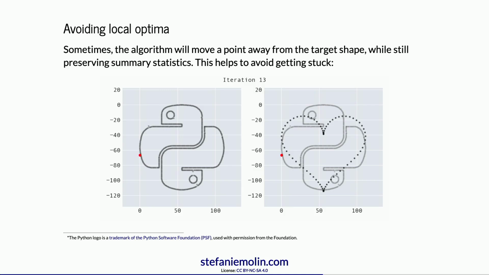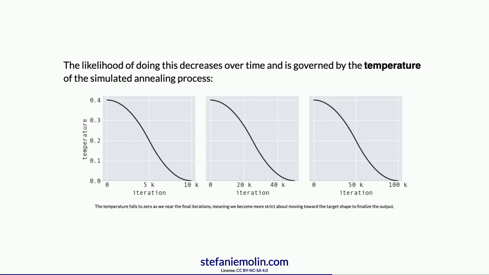However, it is allowed to move the points away from the heart shape, so technically in the wrong direction. And this is done because this allows it to avoid falling into a local optima, where the algorithm might get stuck. So the likelihood that this happens is governed by the temperature of the process. And as you can see, it decays over the full number of iterations that you run the algorithm for. So in the case of 10,000, at the end, you effectively are doing this close to 0% of the time. And the same thing if you went all the way to 100,000 iterations.